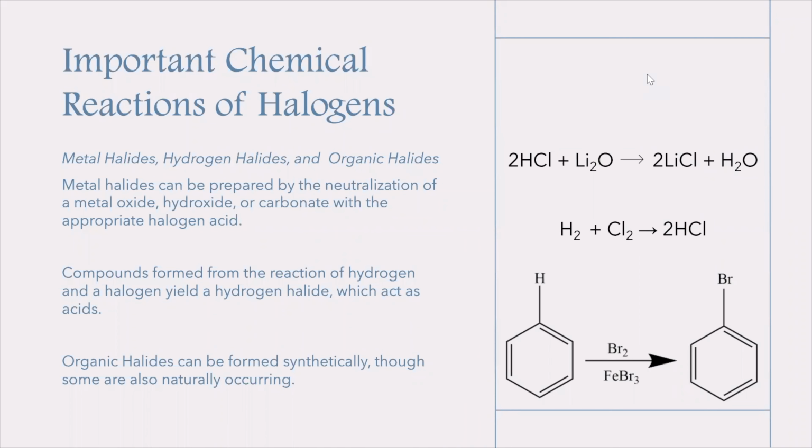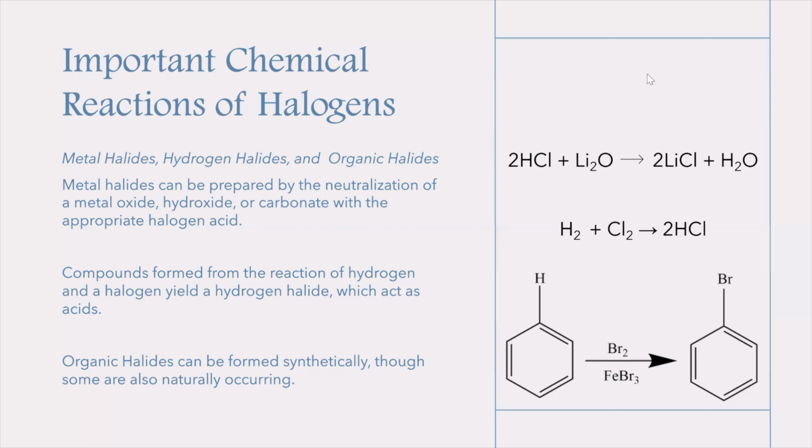Now we're going to talk about some of the important chemical reactions that halogens participate in. To begin, metal halides can be formed through the direct reaction of a metal and a halogen. However, that process is pretty thermodynamically unfavorable, so instead, you'll often see metal halides formed through the reaction of a metal oxide, metal hydroxide, or metal carbonate with a halogen acid. In the example on the right, we see hydrochloric acid reacting with lithium oxide to produce lithium chloride.